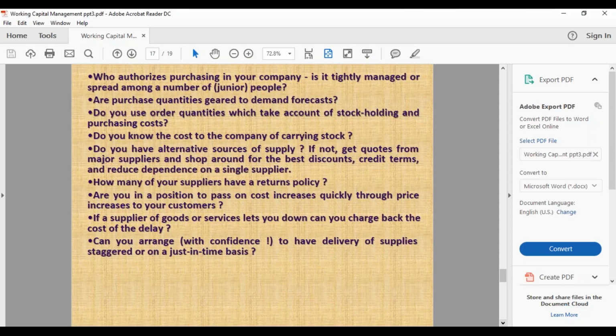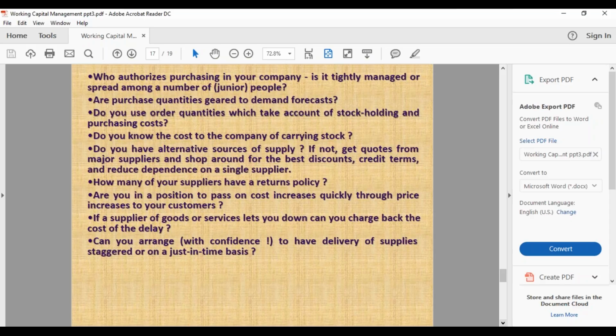Do you have alternative sources of supply? If not, get quotes from major suppliers and shop around for the best discount, credit terms, and reduce dependency on a single supplier. There are many suppliers in the market, and you have to find the best one. Otherwise, you'll not be able to get the best deal. And credit terms, some suppliers give better credit terms. They give you more time to pay, and a lesser amount of interest you have to pay.